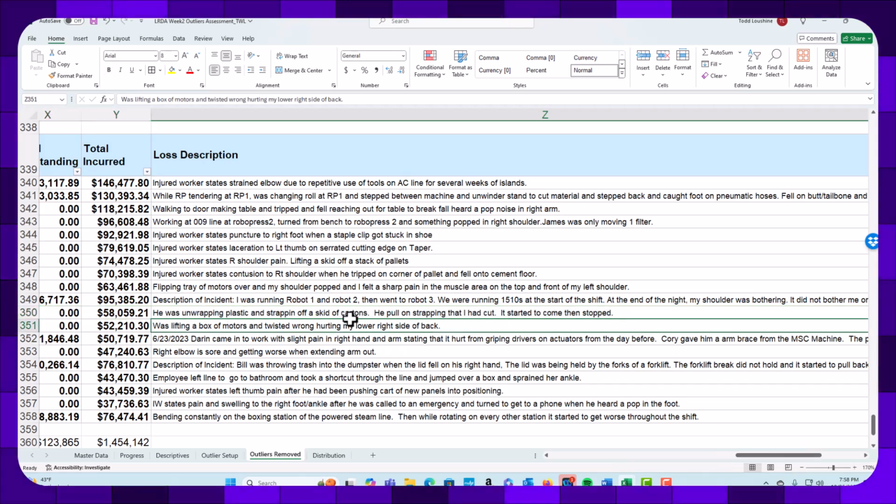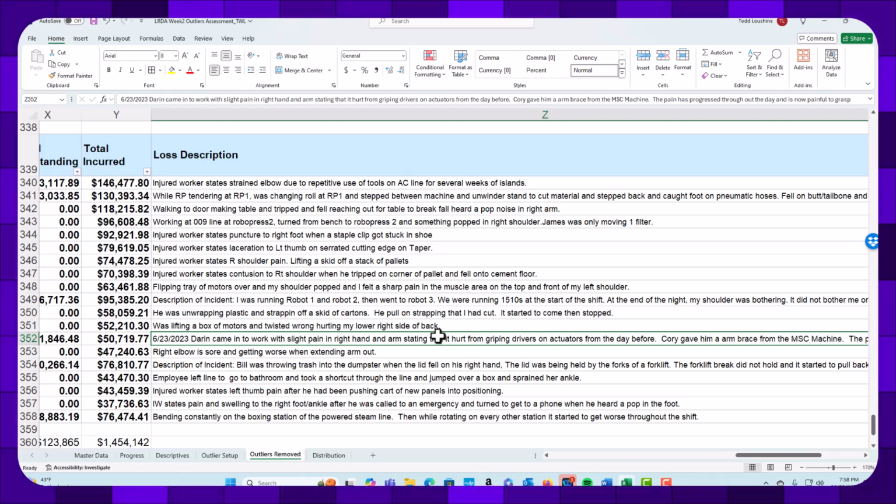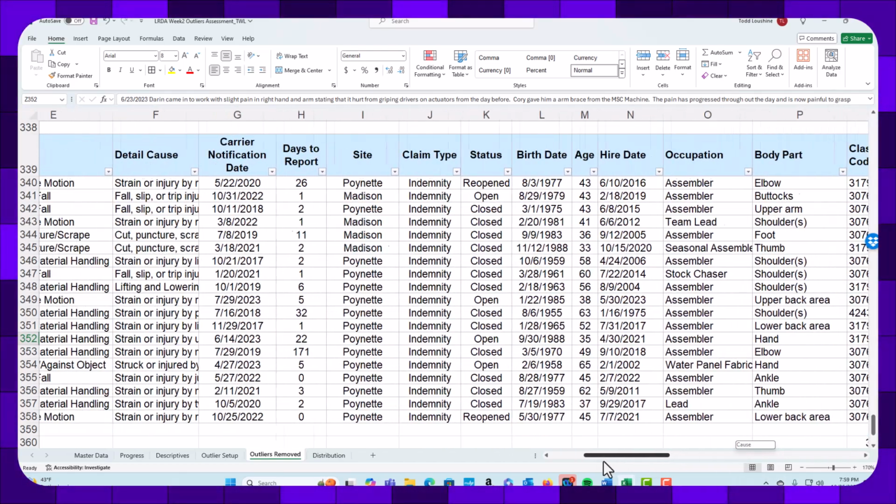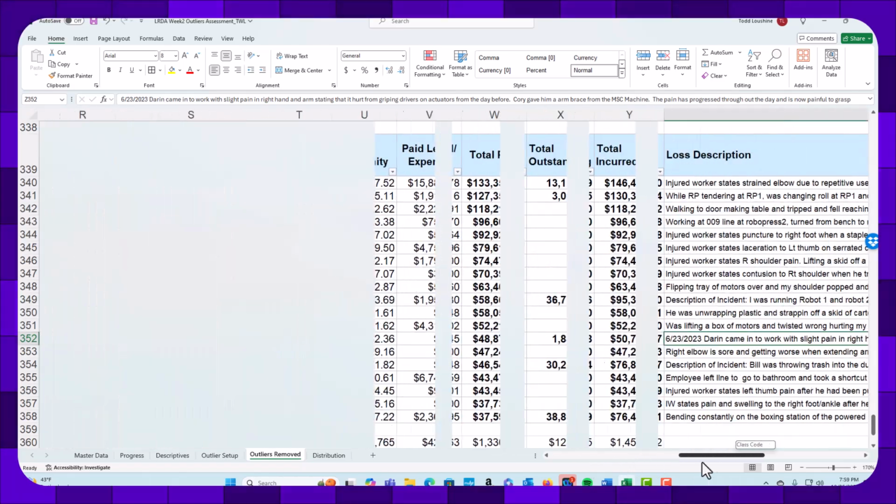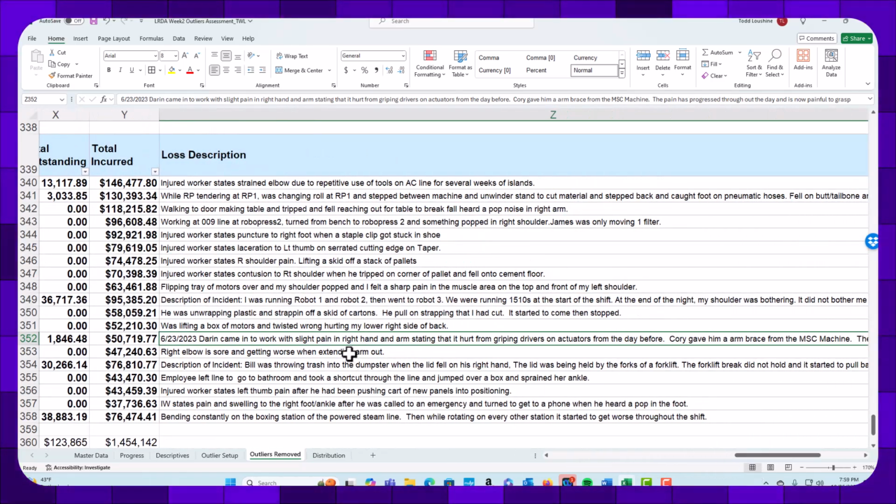Okay. Not very descriptive. Lifting a box of motors, strain on my right side. Came to work with pain in the hand, stating it hurts when gripping something. Arm brace was given, pain persisted. This sounds like a repetitive... Manual material handling strain. Okay. Right elbow is sore.